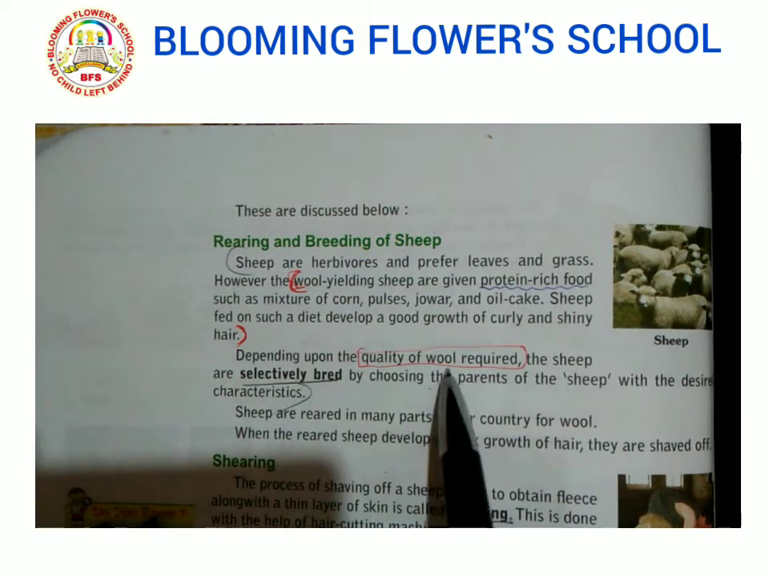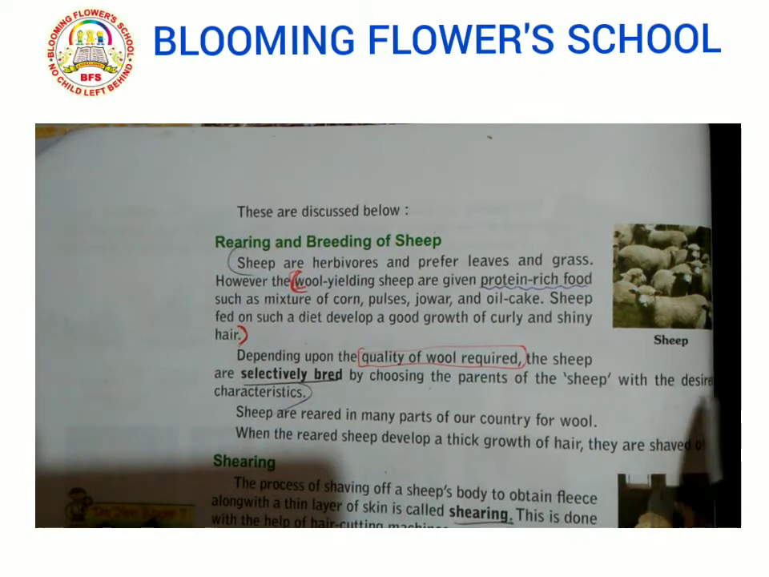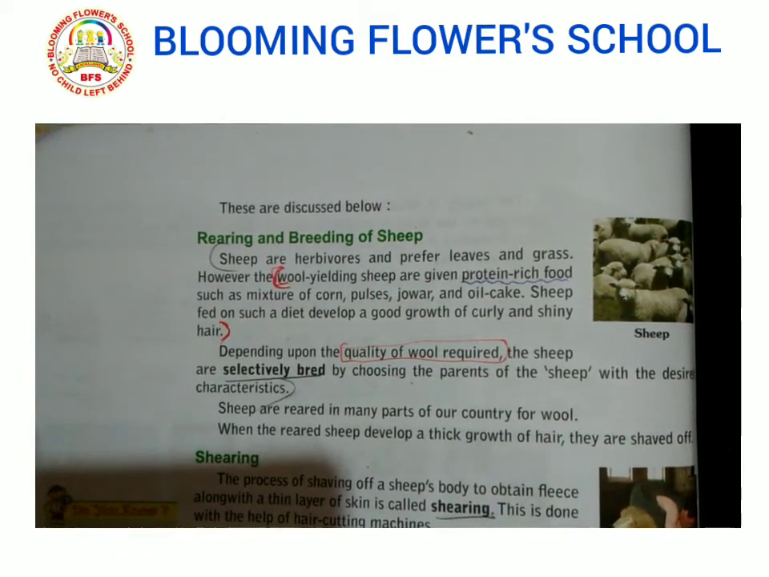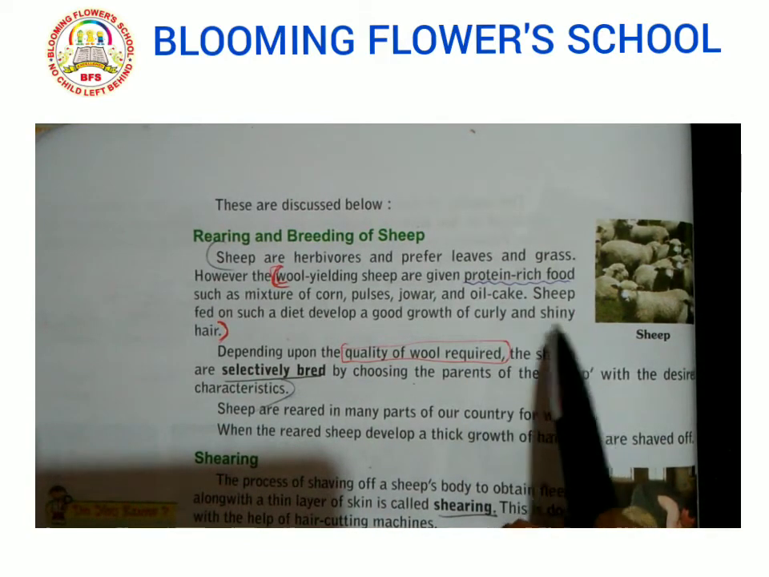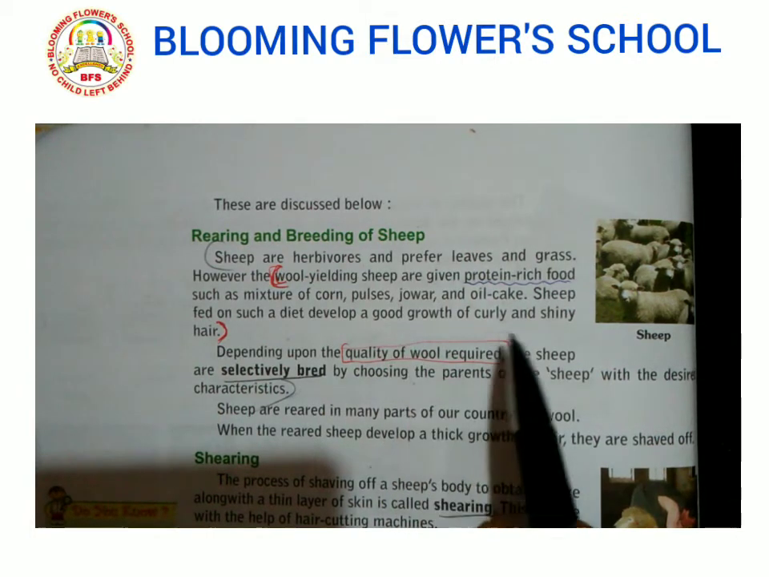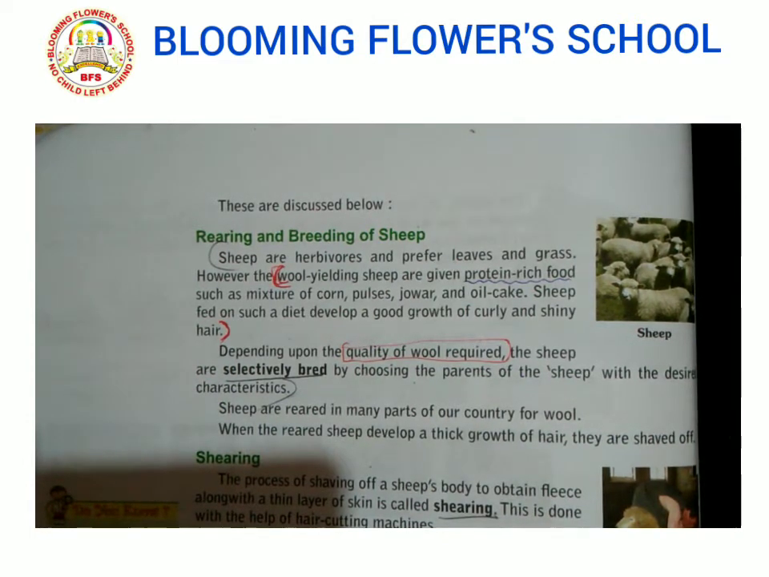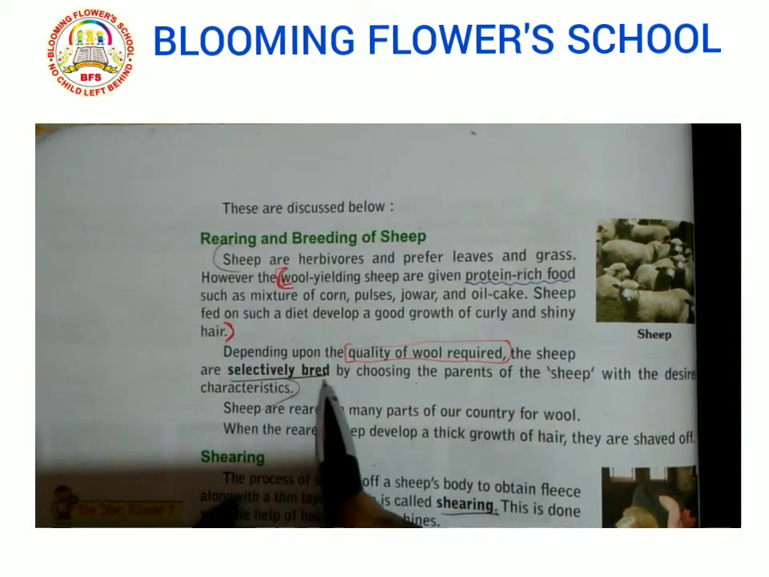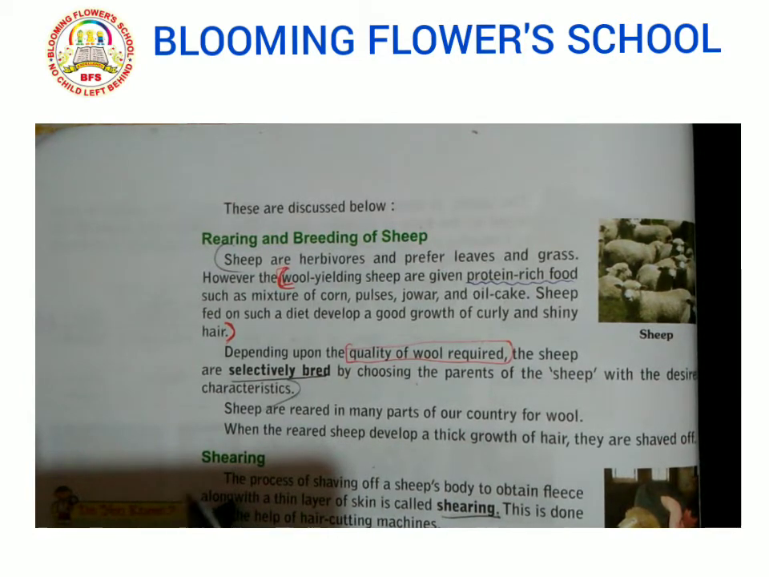Depending upon the quality of wool required, the sheep are selectively bred by choosing the parents of the sheep with the desired characteristics. What we do is, first, we are feeding them protein rich food by giving them all the pulses. So we get curly and silky kind of fiber as your wool. And depending upon which kind of wool you need, colorful, or white and black color, we'll select the breed, meaning two parents, one which is having soft and shiny wool. Either it could be male or female, and the other one will go for strength.